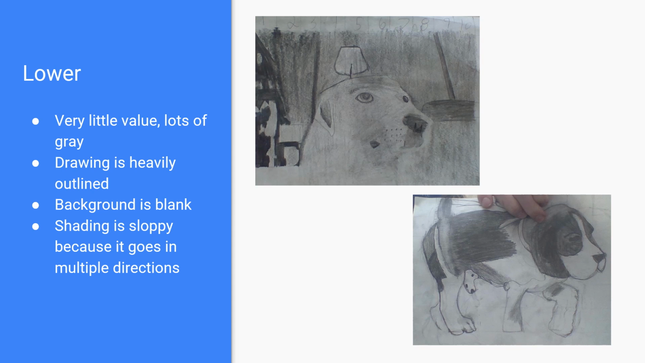Instead, what you want to do is have two different value scales and different value forms next to one another, and that will automatically create that edge. So you can see it with that top dog there with the background. So they did do that nicely. You have the background that's a little bit darker, and then you have that edge to the dog near the snout where you can see that the two different value tones automatically create that edge. The one on the bottom with the little beagle, the background is blank, and also the shading is kind of sloppy, meaning it's going in multiple directions and it's not just going in one direction smoothly.